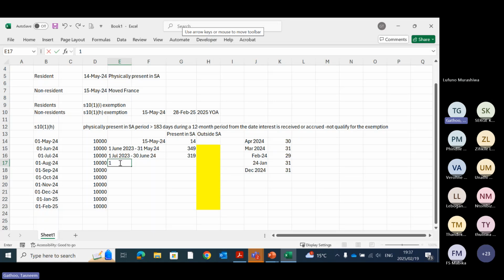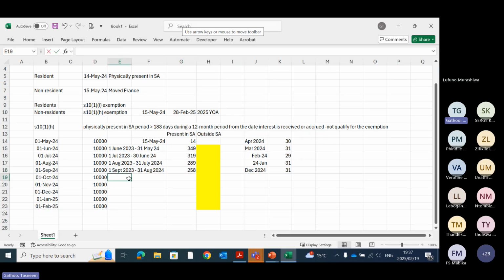Again, from the 1st of August, you're going to do the same thing. You're going to say, how long was she present in South Africa from the 1st of August 2023 to the 31st of July 2024? Then it's going to be this minus 30 days. She was present for 289 days. On the 1st of September, again, the same thing. For the 1st of September 2023 to the 31st of August 2024, how many days was she present in South Africa? The 289 minus 31 days, she was present for 258 days.